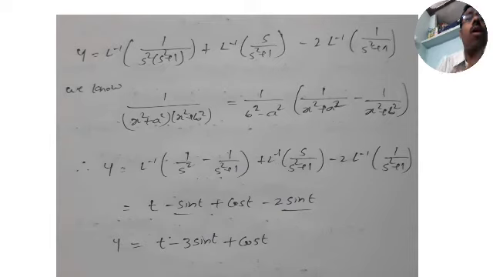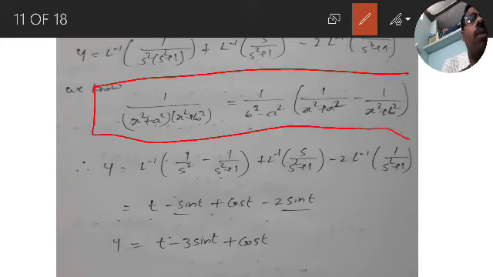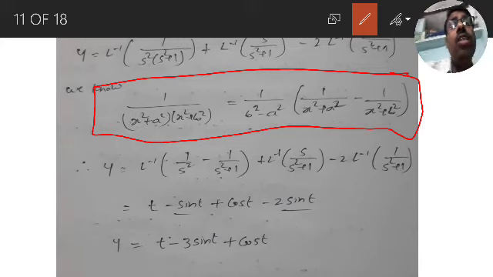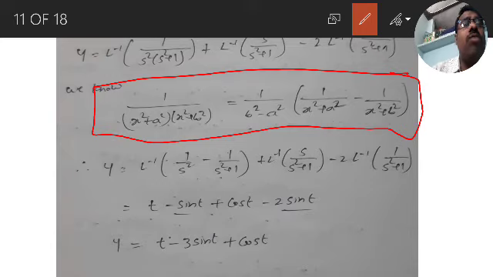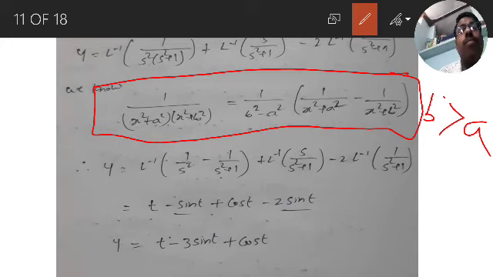We have the formula. What is the formula? Do you remember? We covered it in partial fractions. 1 by s square plus a square into s square plus b square is equal to 1 by b square minus a square into 1 by s square plus a square minus 1 by s square plus b square, where b is greater than a. Yes, it is not n, but b greater than a. So what is b square here? 1 square, 1. What is a square? 0 square. 1 minus 0, it is 1.